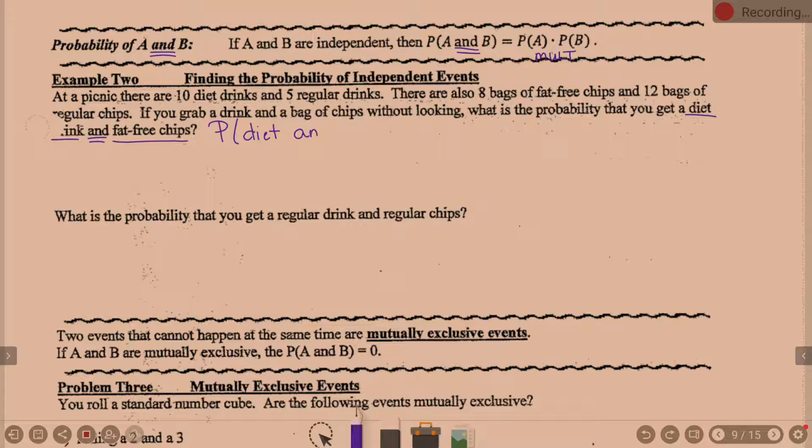Diet drink and fat-free chips. So I'm shorthanding, but if I say, okay, the probability of diet and fat-free. Well, first of all, we need to find the probability of a diet drink. What's the probability of picking a diet drink? 2/3.